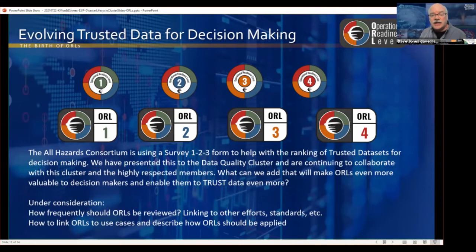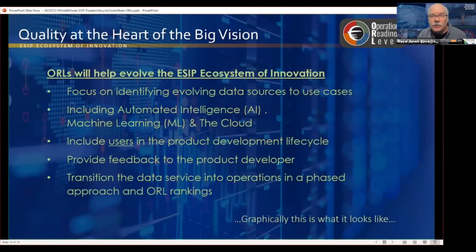And this is not driven by the Disaster Lifecycle Cluster, it's driven by the private sector, the utilities. The people who have to respond and restore power are saying there's too much data out there. We need to trust it. We don't know where it's coming from. So we really like this, and want to help evolve this kind of ranking for data. And DHS, by the way, I was on a telecon just a few hours ago with DHS, and they are very much starting to embrace the idea of ORLs, because within the federal government they do not and cannot rank data. But if the private sector is doing it, they want to be a part of it. So that's really exciting.